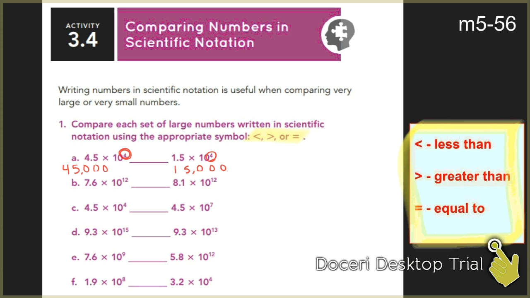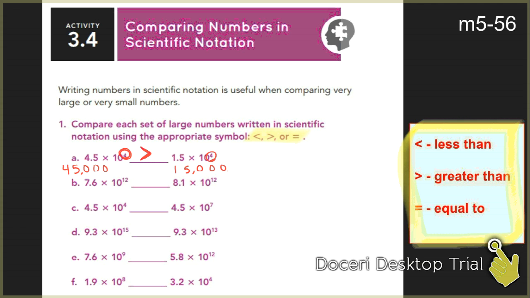Well, we know that 45,000 is greater than 15,000, so we're going to use a greater than sign, which opens to the left. So some ways you can remember this is our symbol needs to open towards the larger number. So in this case, 45,000 is larger or greater than 15,000, so it's going to open towards our 45,000.